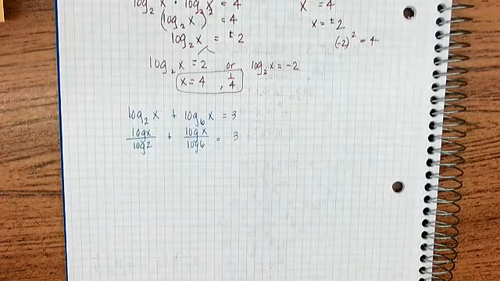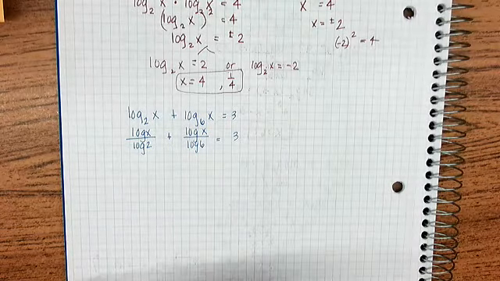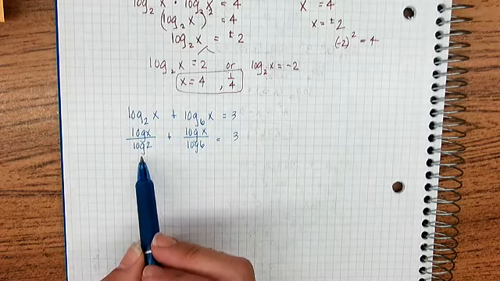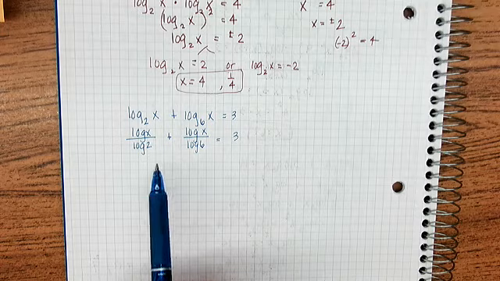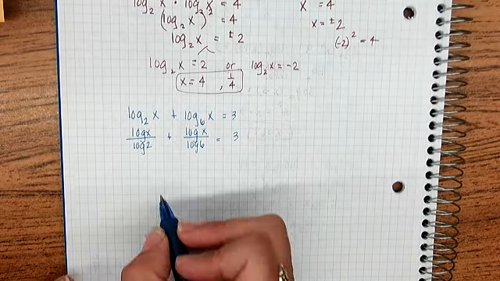Add fractions, you need a common denominator. So the common denominator between the log of 2 and the log of 6 is the log of 2 times the log of 6.